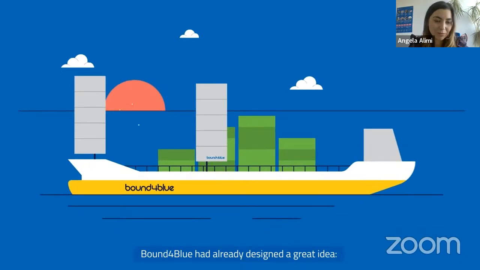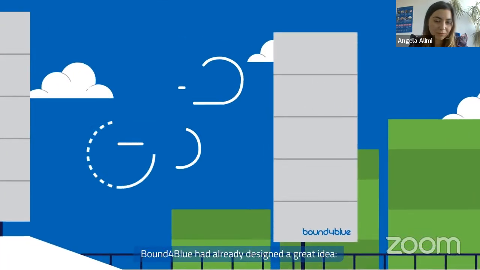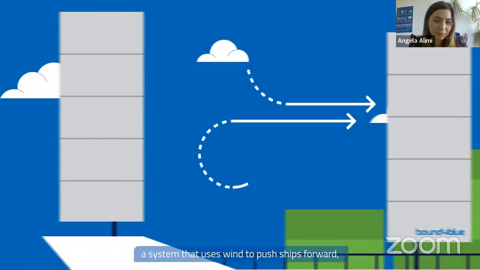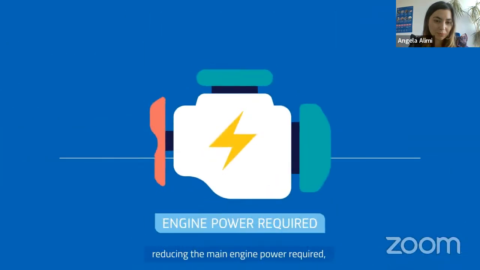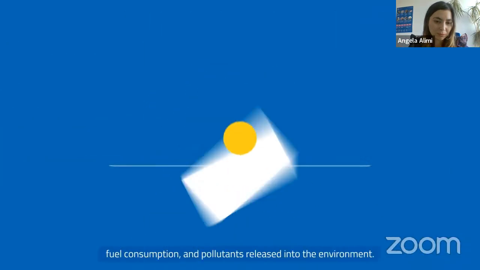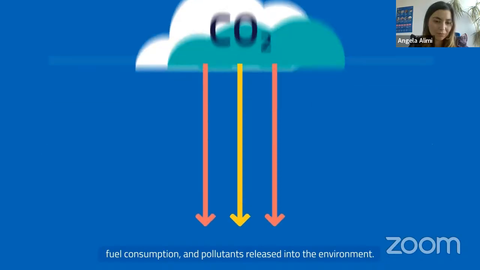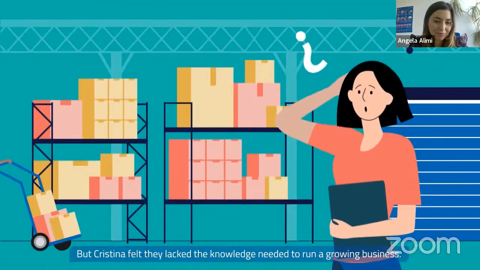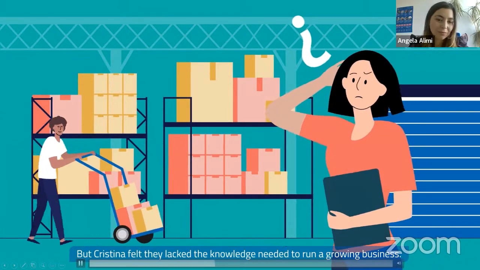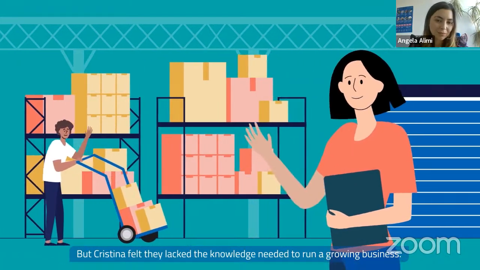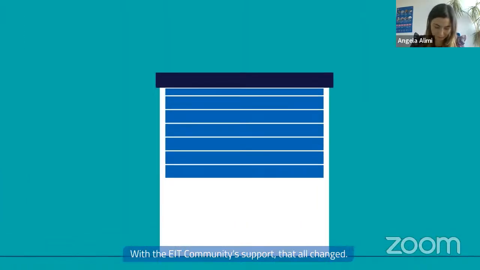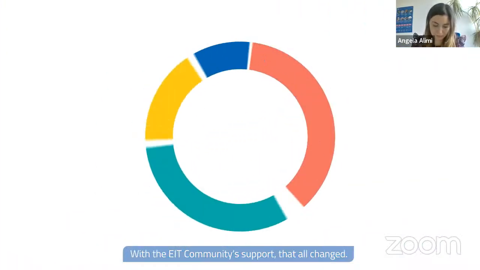Bound for Blue had already designed a great idea, a system that uses wind to push ships forward, reducing the main engine power required, fuel consumption, and pollutants released into the environment. But Christina felt they lacked the knowledge needed to run a growing business. With the EIT community support, that all changed.